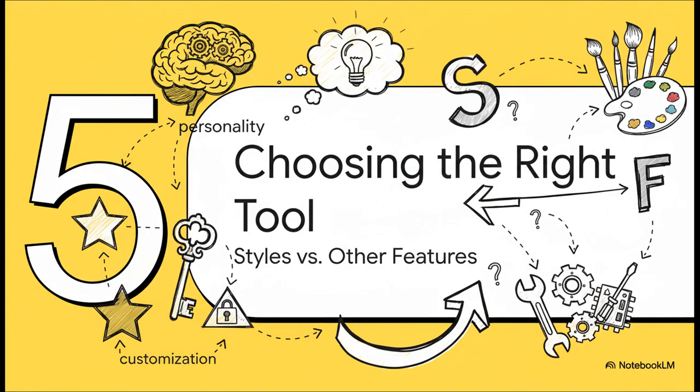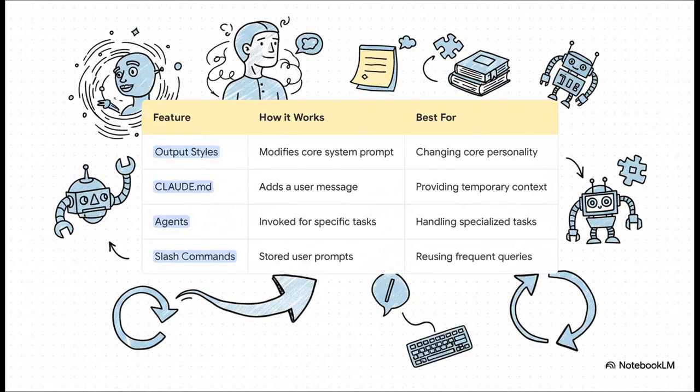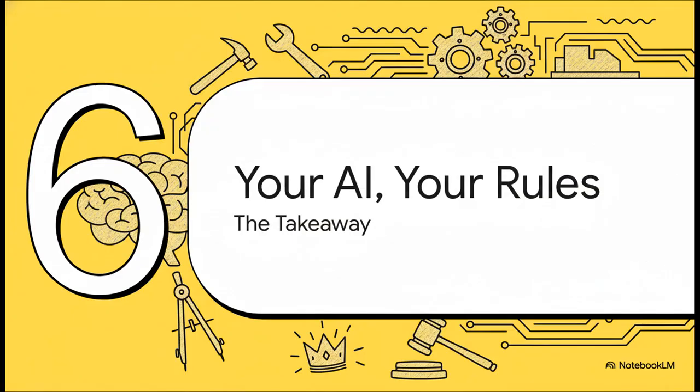Now, Claude has a couple of different ways you can customize it, and it's pretty easy to get them confused. So let's take a second to make it super clear when you should use an output style versus one of the other features. This chart here really lays it all out. Think of output styles for those deep, system-level personality changes. A CLAUDE.md file? That's just for temporary instructions for a single project. Agents are like bringing in a specialist for one specific job, and custom / commands are basically just shortcuts. So the bottom line is, if you want to change who Claude is, output styles are the tool for the job.